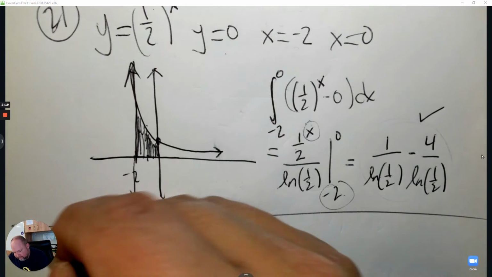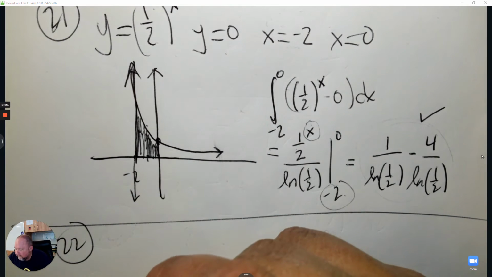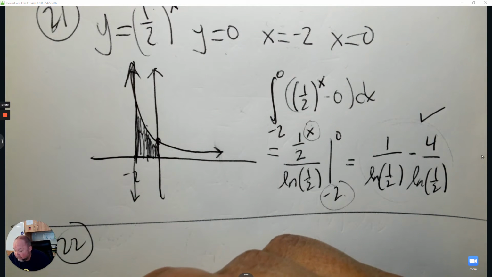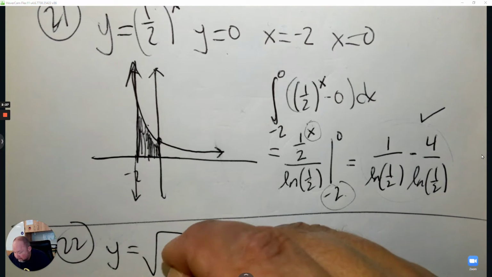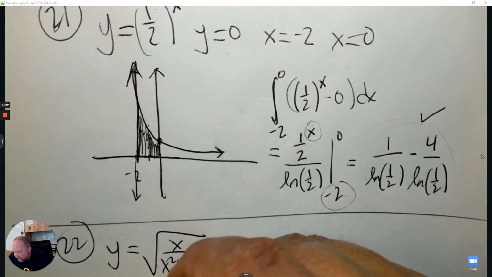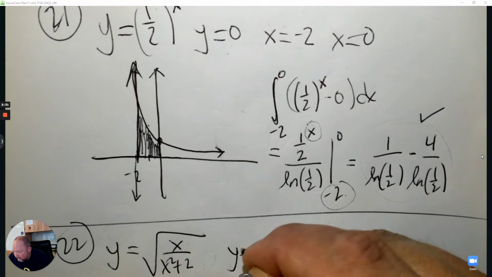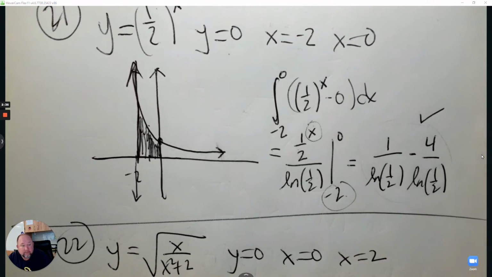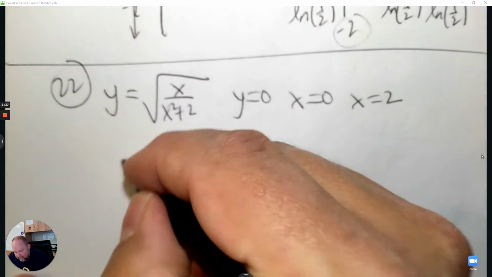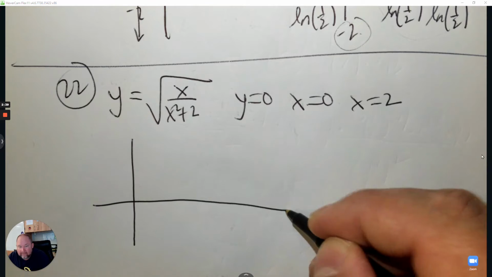22. Without using a calculator, find the volume of a solid formed by revolving the region bounded by y equals the square root of x over x squared plus 2, y equals 0, x equals 0, x equals 2. All right, let's graph this. You're like, I have no clue.